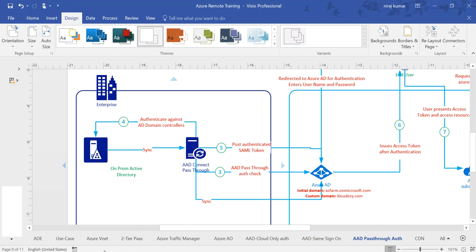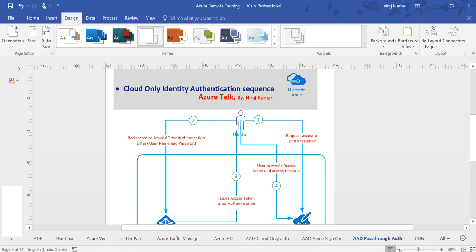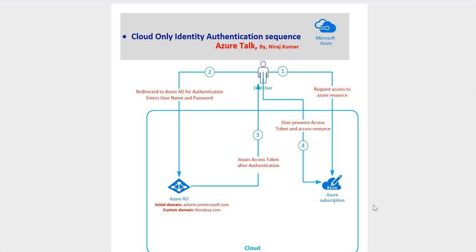So before we get into the demo, I would like to walk you through the authentication sequence of Azure AD, what happens when a user logs in from different scenarios. Today we'll talk about the cloud-only identity authentication, where you have your end user and you don't have any visibility, you don't have anything back to on-prem. You're not going to do anything with on-prem. All your identities exist in Azure AD.